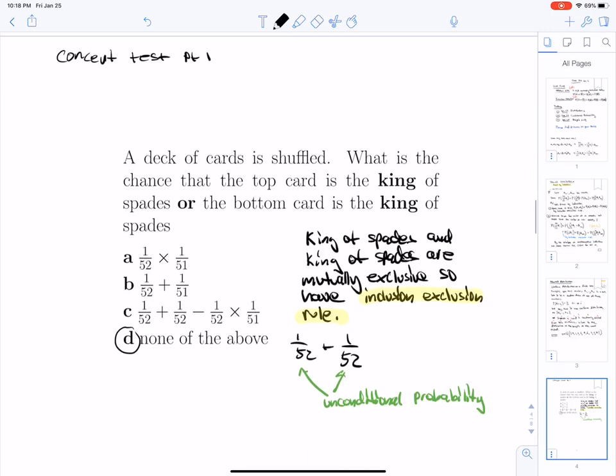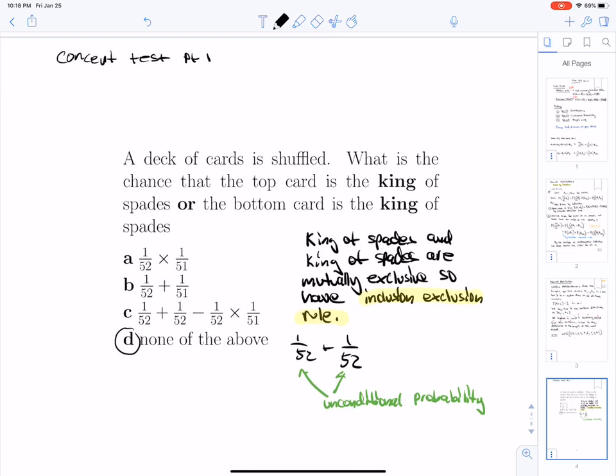We then did a concept test. A deck of cards is shuffled. What's the chance that the top card is the king of spades or the bottom is the king of spades? It's impossible for the top card to be a king of spades and at the same time the bottom card to be a king of spades. So those two events are mutually exclusive. So this is an OR, so we're going to use the addition rule. Now the addition rule should be the probabilities of each of these events occurring, which is 1 out of 52.